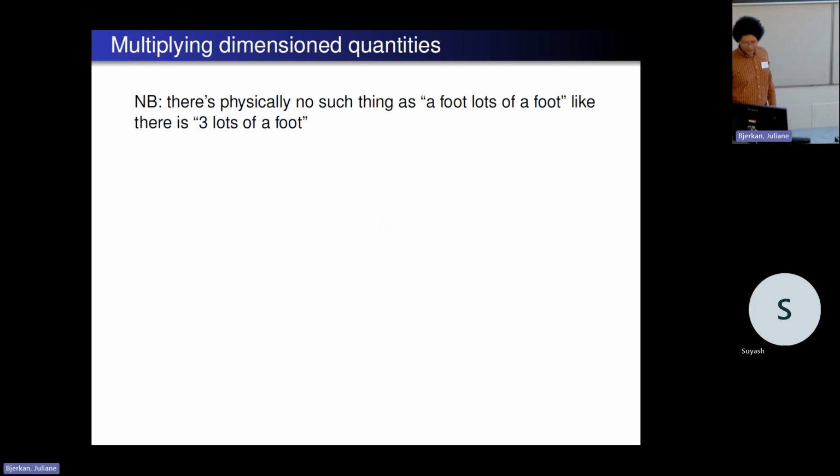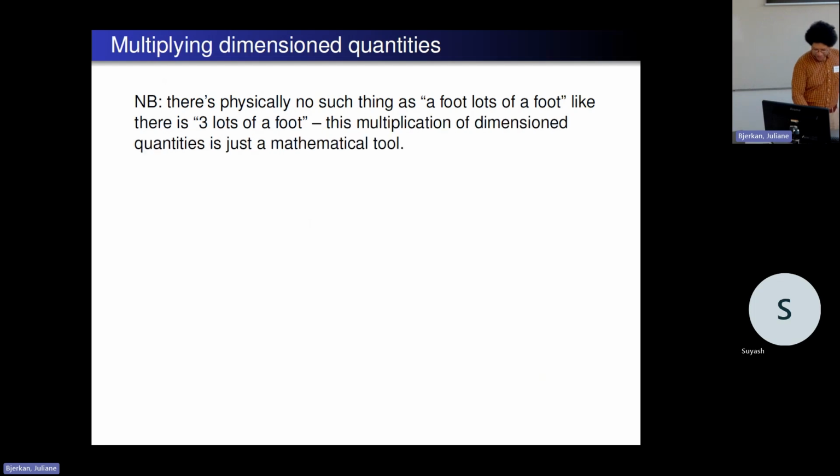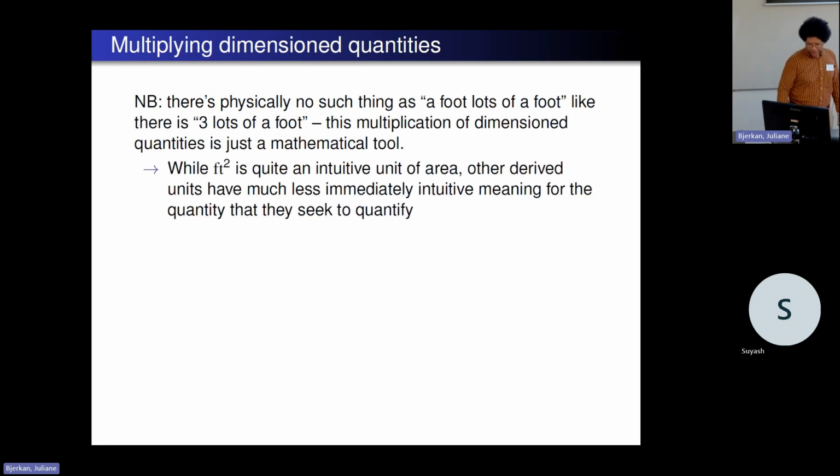And the thing I want to emphasize, I've talked about feet squared, there's no such thing as a foot multiples of a foot. There's physically no such thing. In the way that there could be 3 multiples of a foot, that makes sense, but there's no such thing as a foot multiples of a foot. And so the idea of something like feet squared is just a mathematical tool. This multiplication of dimensioned quantities like length is just a mathematical tool.